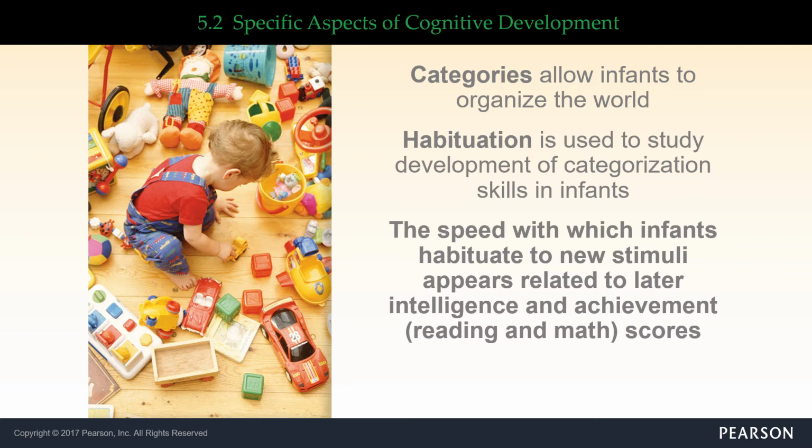So categories in information processing allow infants to organize the world, and habituation is used to study the development of categorization skills in infants. And the speed with which infants habituate to new stimuli appears related to later intelligence and achievement in regards to reading and math scores.